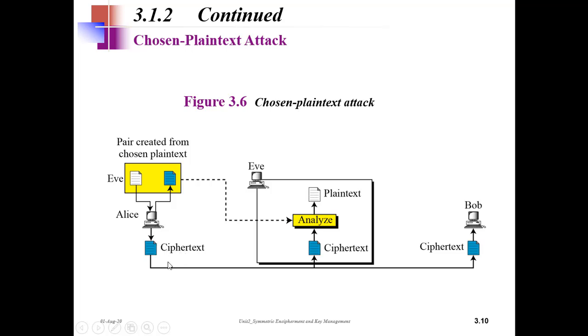So what is Alice doing? She is sending the ciphertext. So he already has the ciphertext and he has the plain text. So again he analyzes that to get the key. So this we are assuming was obtained beforehand.